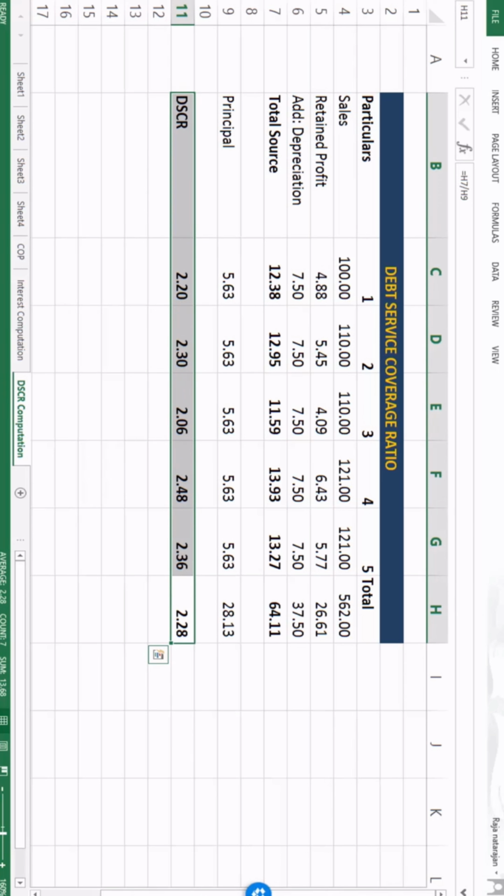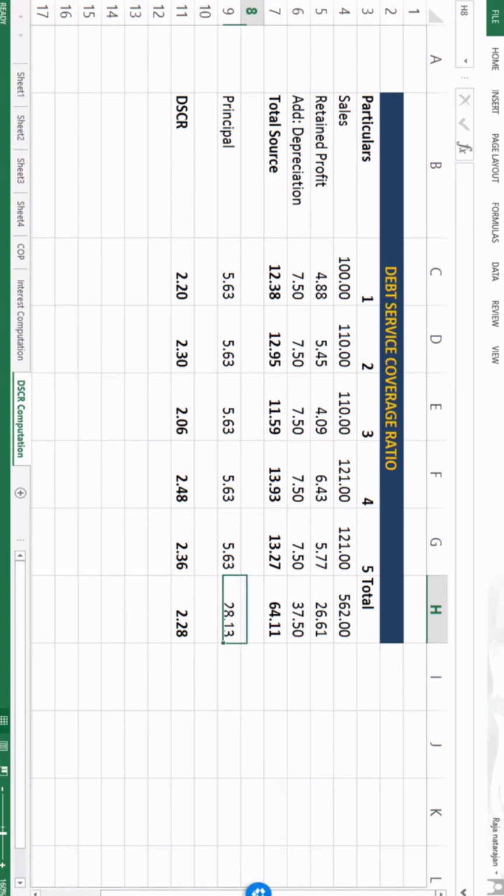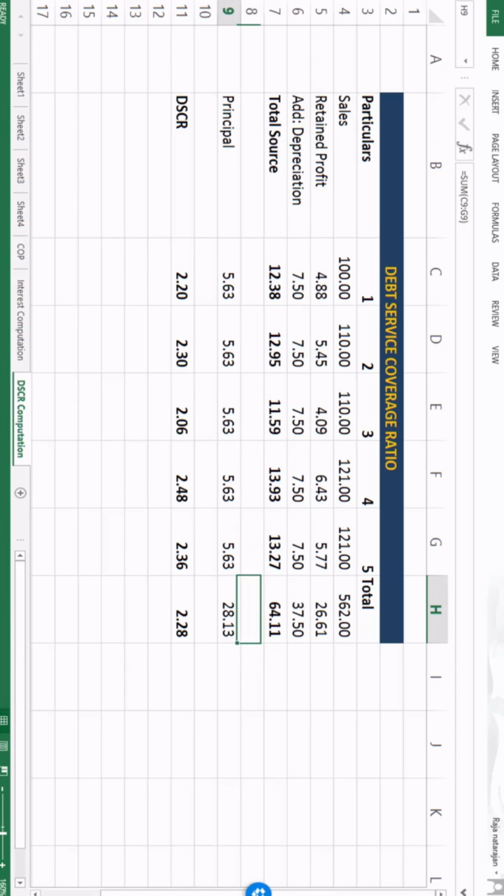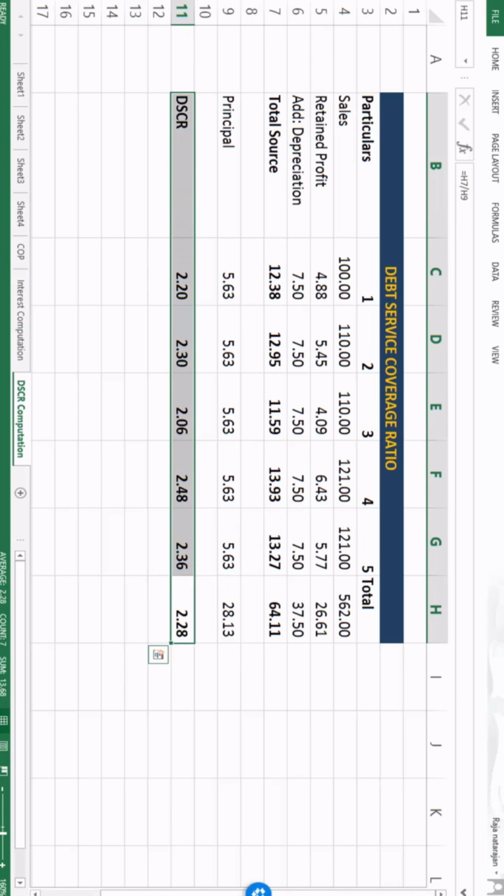So this is one way of calculating the debt service coverage ratio, which was adopted by certain private sector banks. But public sector banks would be interested in calculating what is known as the gross debt service coverage ratio. So how do they do it? When they compute this total source, they would also add back the interest on long-term loans. So let me just push them below.